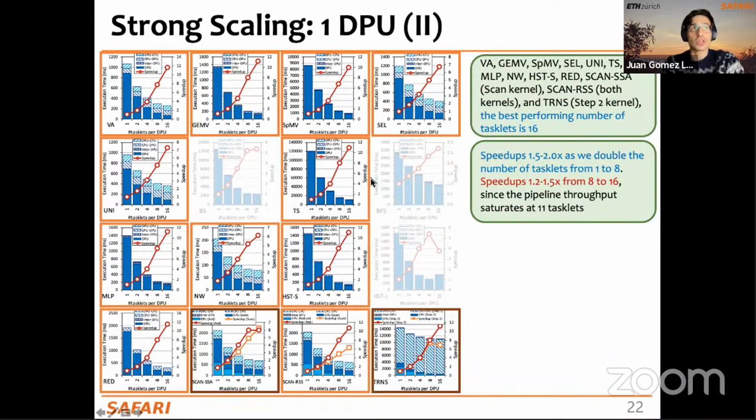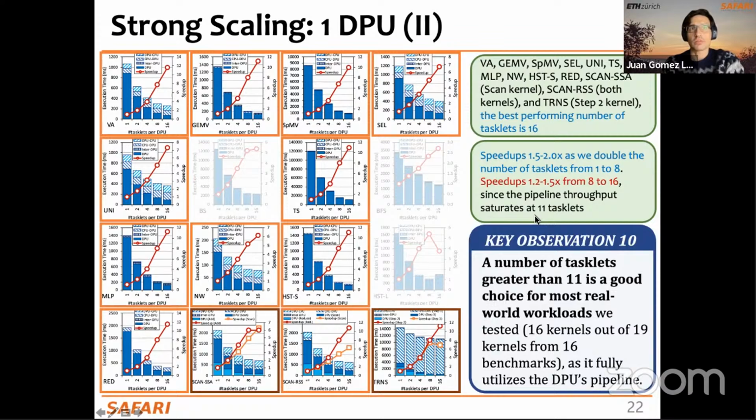But it's also true that we normally observe that when we move from 8 to 16 tasklets, we are not doubling the performance. And why is that? Because the throughput saturates at 11 tasklets. So we know that the arithmetic throughput saturates at 11 tasklets. That's why we cannot expect that the execution time will be reduced by half from 8 to 16, only because the saturation point happens before 16 tasklets.